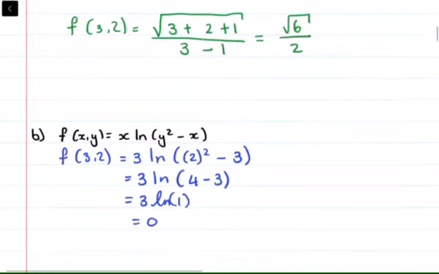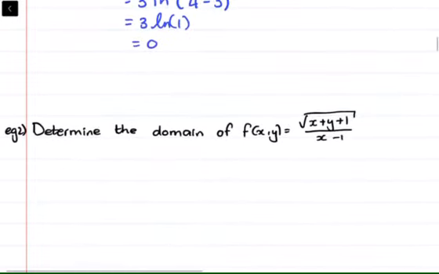Okay. And then something else is to determine the domain of such a function. Even with several variables, the idea behind the domain is still the same as what we did in the past. Here we have a radical in the numerator, and then we have a certain function in the denominator. So we know one thing is that we cannot divide by 0. So what does that mean?